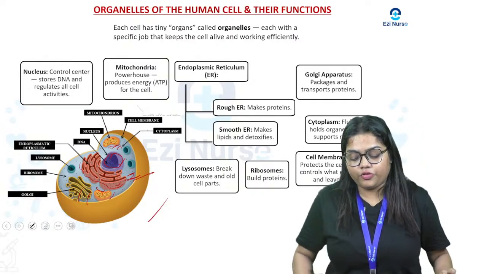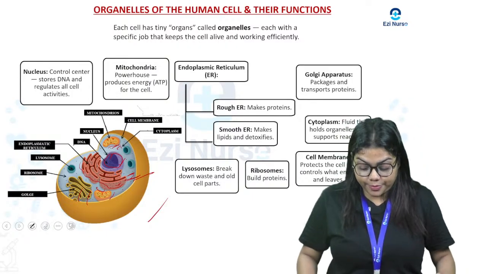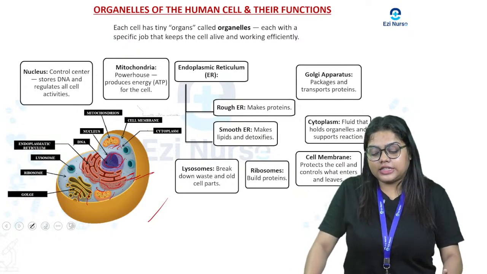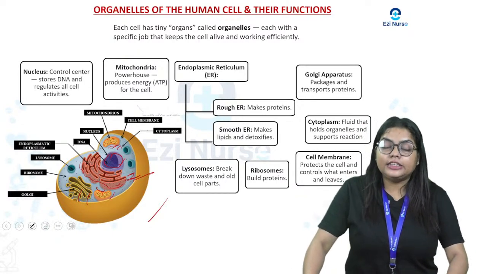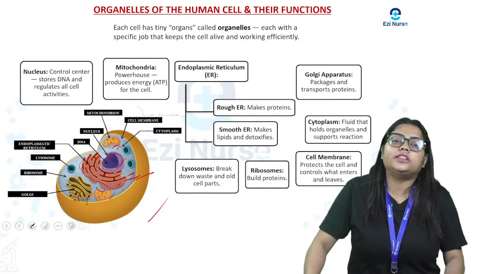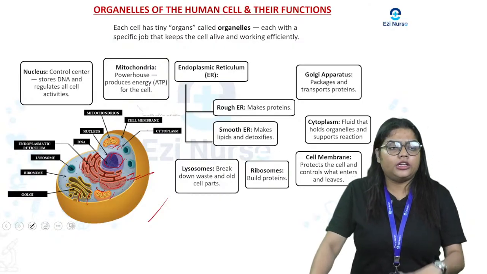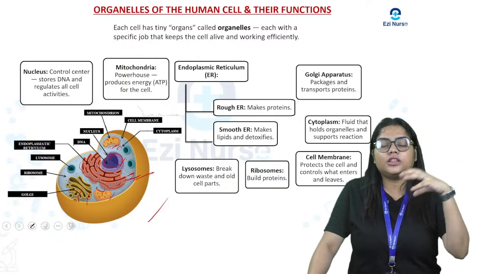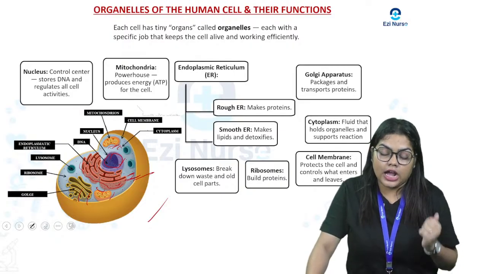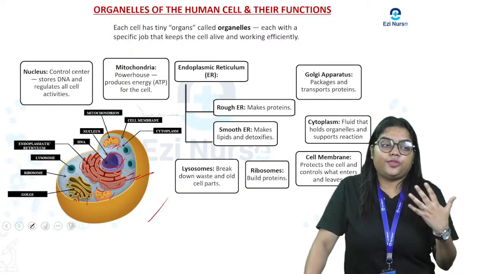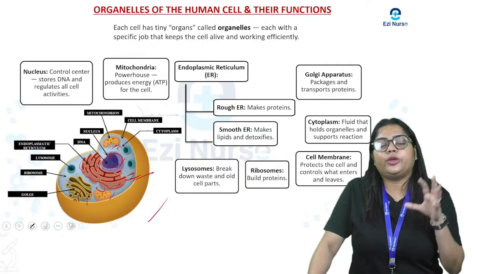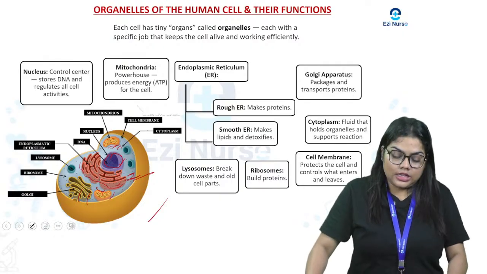Next is ribosome, which will build protein, and cell membrane, which protects the cell and controls what enters and leaves. Enters and leaves in the sense of the micronutrients, the water, or the liquids coming inside the cell, and going outside from the cell, like different waste particles. It will all be controlled by the cell membrane.